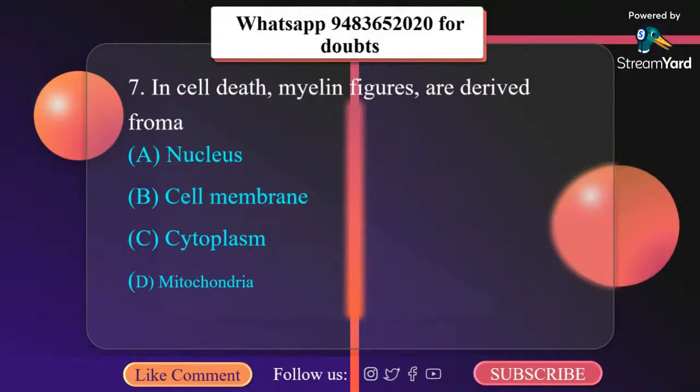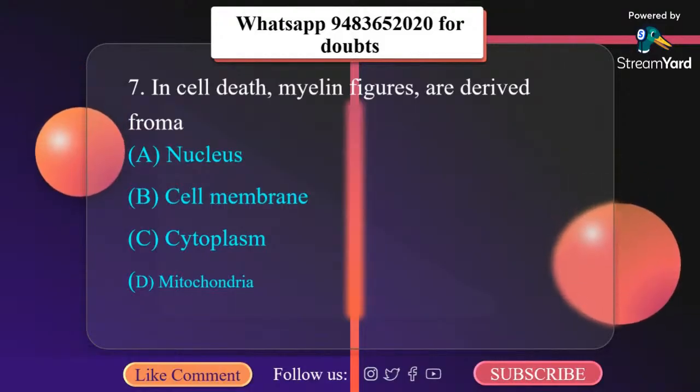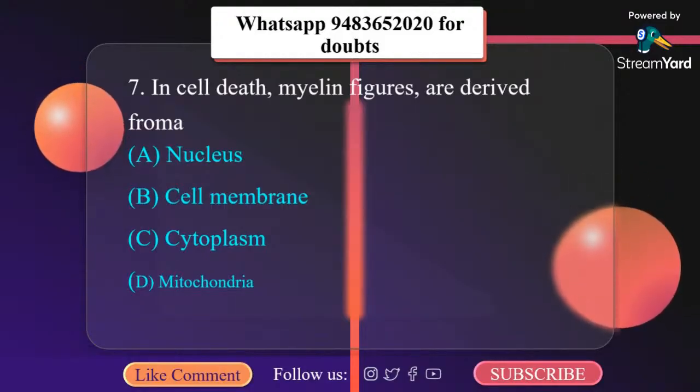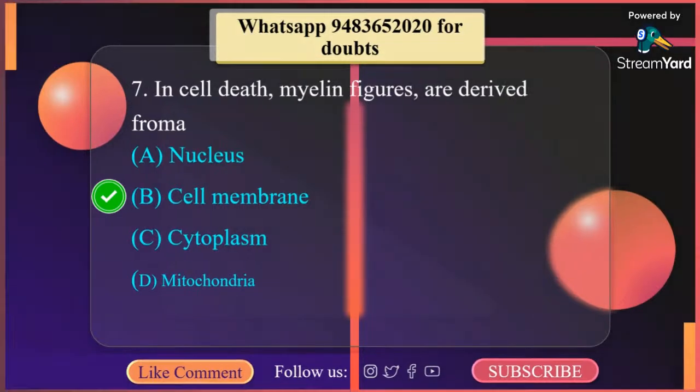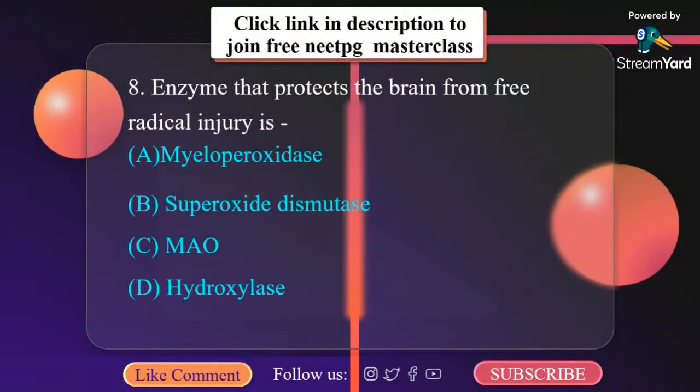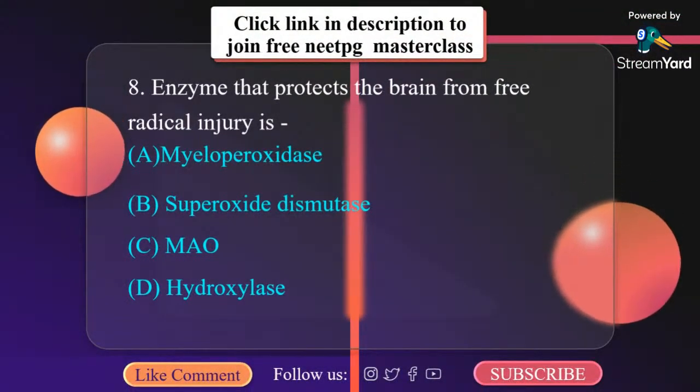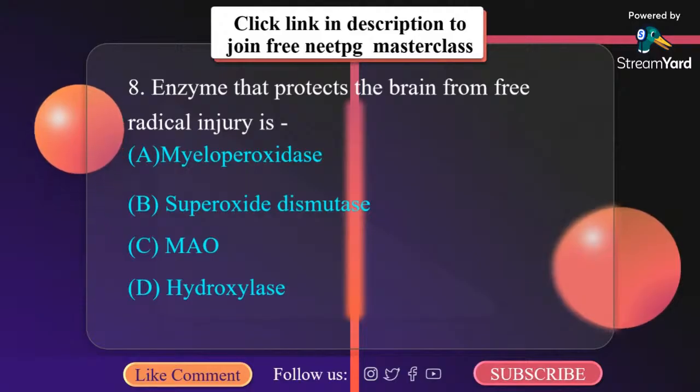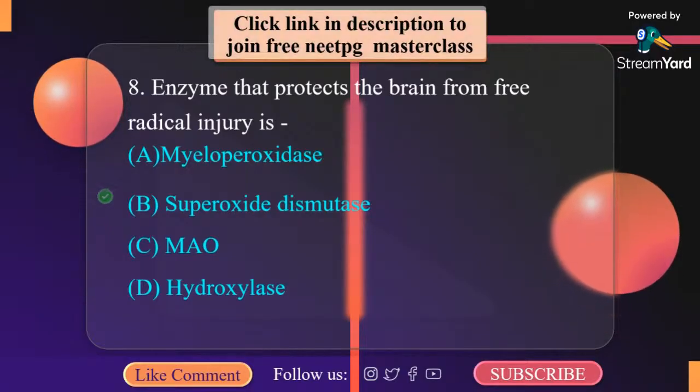In cell death, myelin figures are derived from A. Nucleus, B. Cell membrane, C. Cytoplasm, D. Mitochondria. It is cell membrane. Enzyme that protects the brain from free radical injury is A. Myeloperoxidase, B. Superoxide dismutase, C. MAO, D. Dehydroxylase. It is superoxide dismutase.